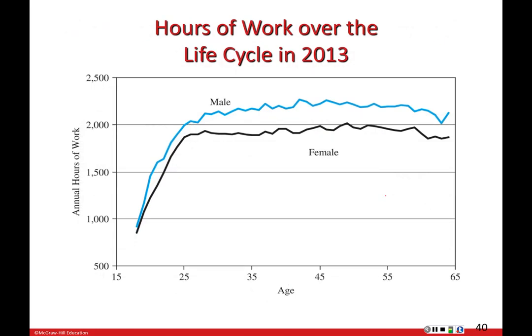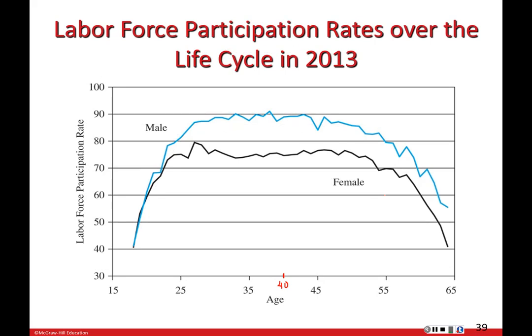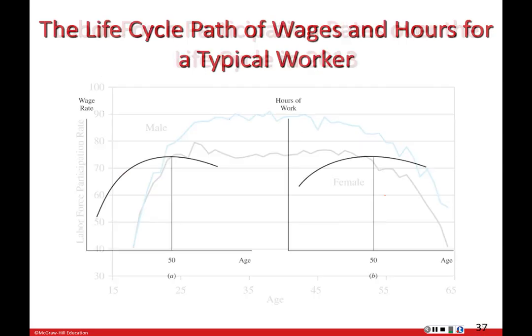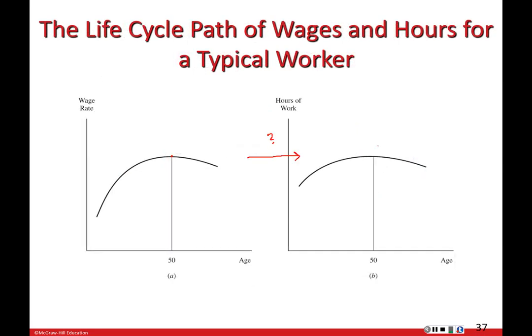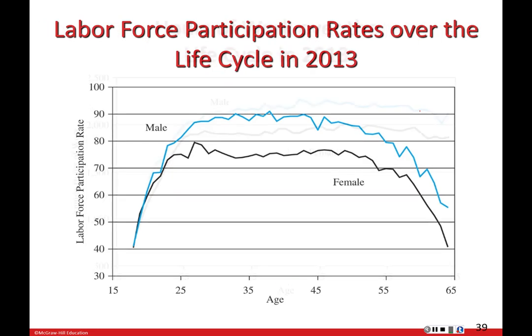Hours of work over the life cycle. And again, theory told us that it's supposed to look like, what is it supposed to look like? Hours of work is supposed to look like this, correct? Because of the intertemporal substitution hypothesis. Does the data bear this out?